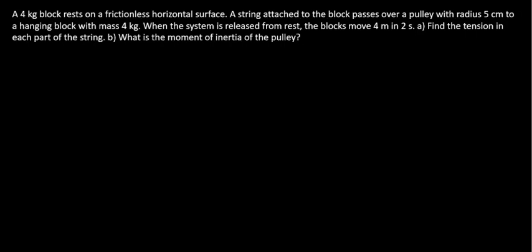Let's try to do this problem. A 4 kg block rests on a frictionless horizontal surface. A string is attached to the block, passes over a pulley with radius 5 cm to a hanging block with mass 4 kg.